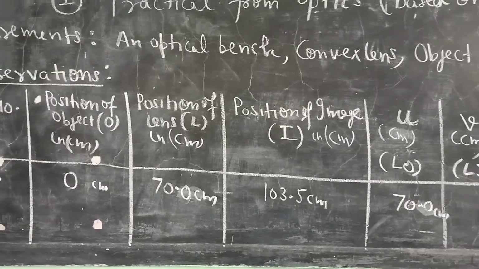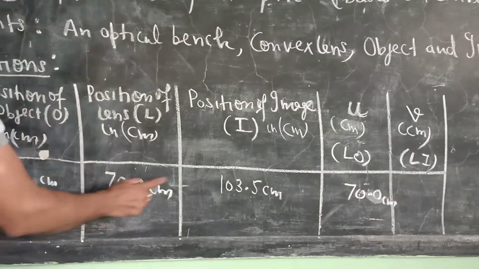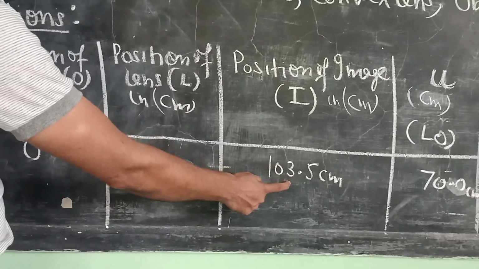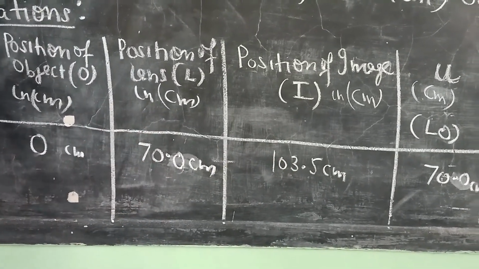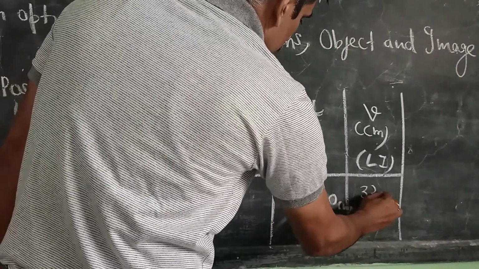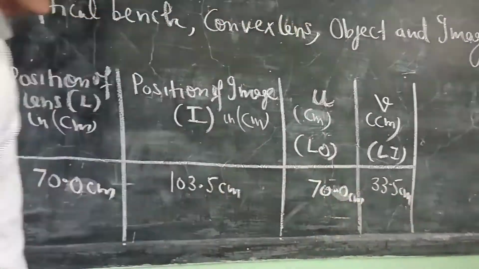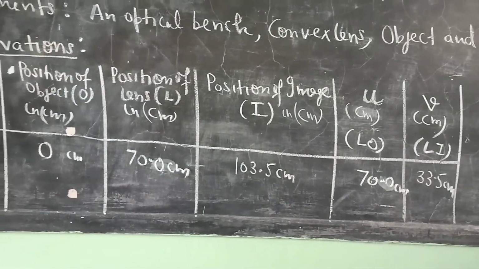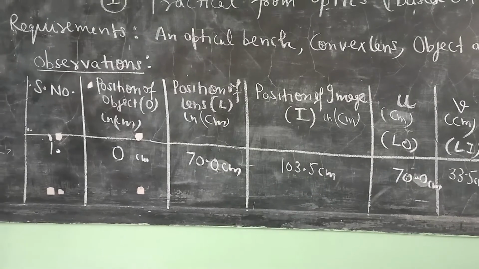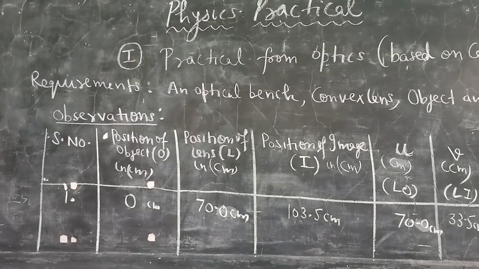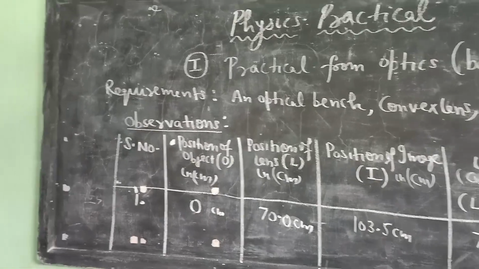Now comes the V, LI. So L is at 70, I is at 103.5. So what is the distance between the two? Obviously 103.5 minus 70, so that is 33.5 centimeter. So we got the value 33.5 centimeter. So easily we have got the first reading: position of O, position of L, with the help of these two, then position of I, and with the help of these three, we got the values of U and V.